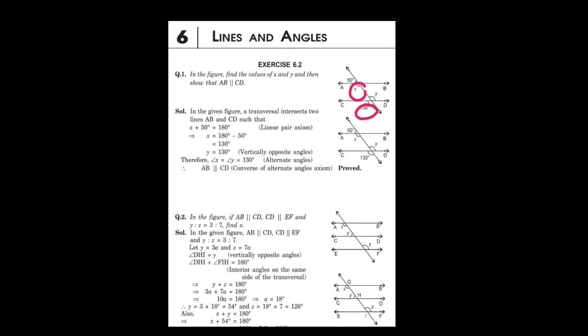Now next, question number 2. In the adjoining figure, AB is parallel to CD and CD is parallel to EF, and it is also given that y ratio z equals 3:7, and we have to find the value of x. Now see, in this figure three lines are parallel to each other.